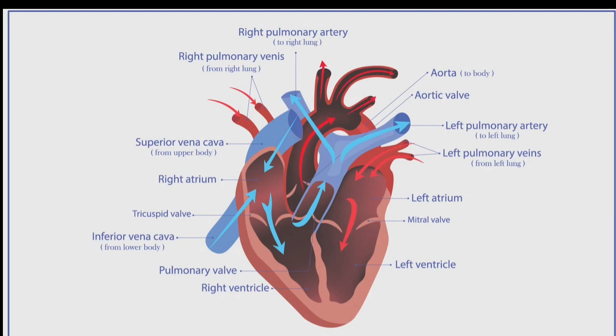The heart is also equipped with 4 valves that open and close to control blood flow in and out of the 4 chambers. These valves are the tricuspid, mitral, aortic, and pulmonary valves.